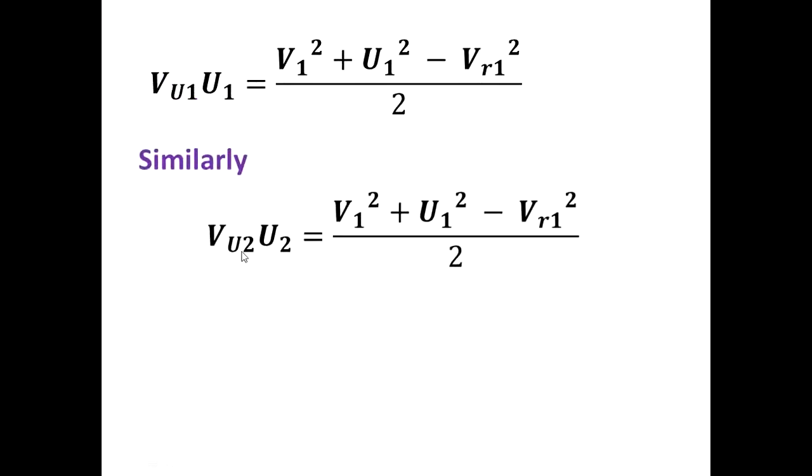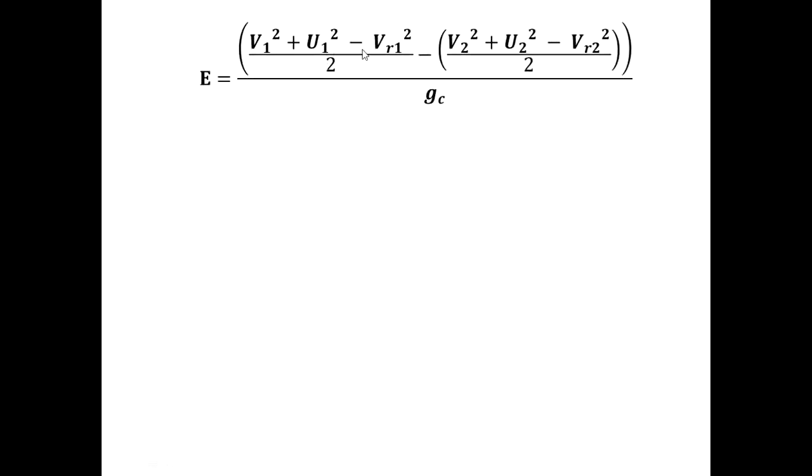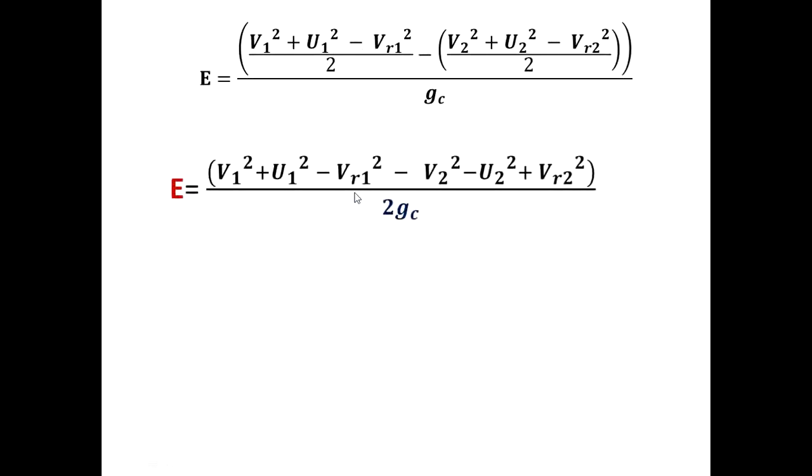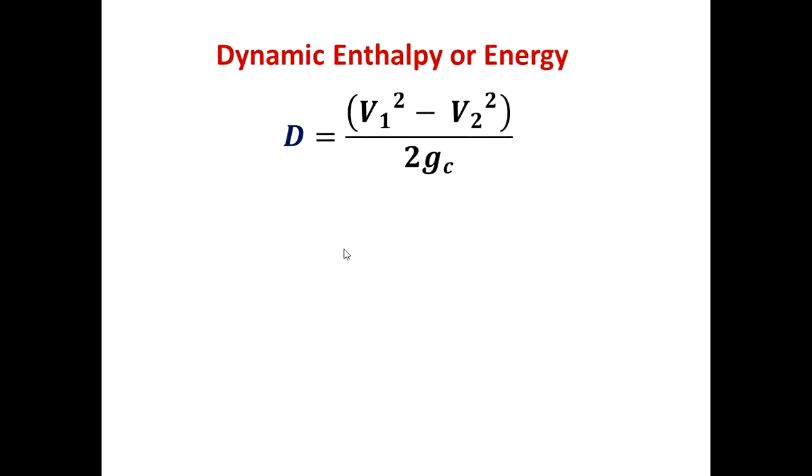Similarly for VU2 U2. Then put VU1 U1 and VU2 U2 in equation number 1, and you will get this equation. Rearrange all these things: V1 square minus V2 square, U1 square minus U2 square, plus VR2 square minus VR1 square, divided by 2gc, which is common.